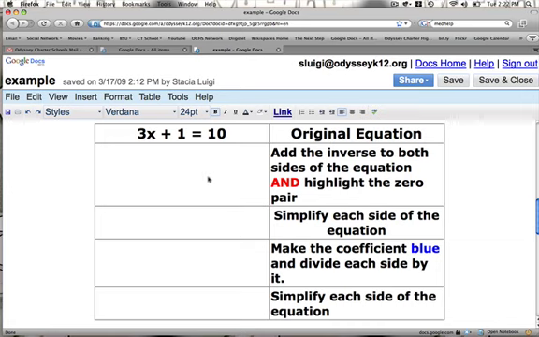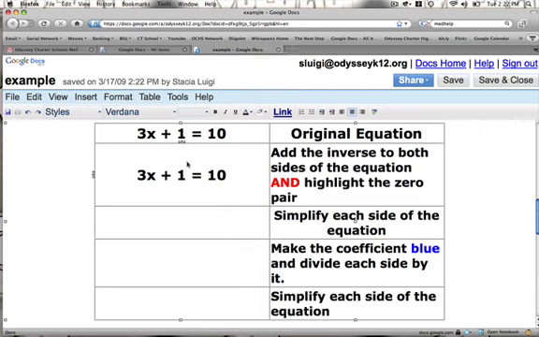We already have our instructions written out. In this step it says add the inverse to both sides and highlight the zero pair. So we're essentially combining two steps into one. This is exactly what you did in lesson 3C. So I'm going to go ahead and highlight this, do my control copy, bring it down into the second line, and control V, paste it there.